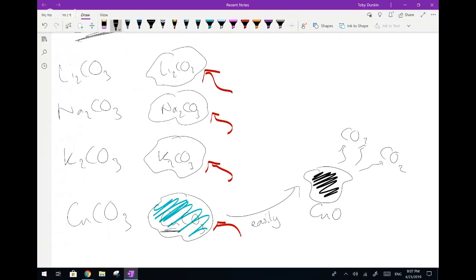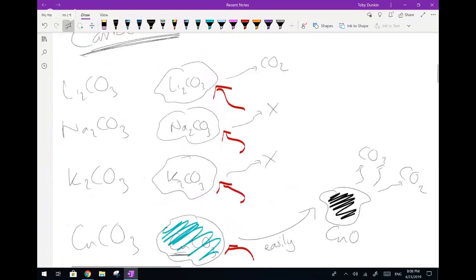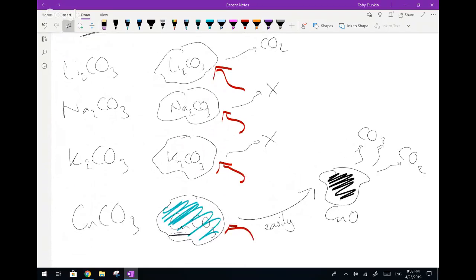What that means is lithium carbonate will also break down and release CO2. However, sodium carbonate and potassium carbonate won't. This is because their reactive group 1 metals will hold on to that carbonate far more strongly. There's actually a far more complicated reason to that, which you learn at A level, but you don't need it. All you need to know is that lithium carbonate can break down, but the rest of the group 1s don't. They won't break down on heating. They're more stable because they have a more reactive metal holding on to it. Copper goes really easily.